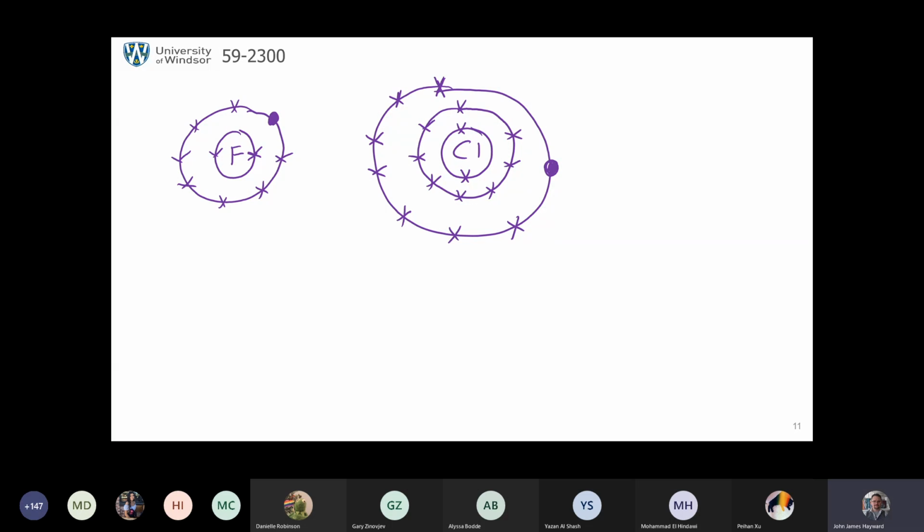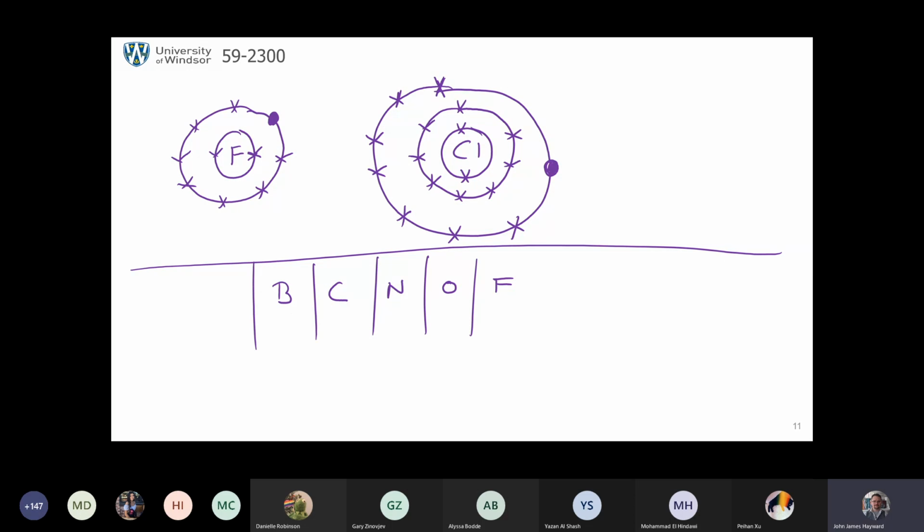So fluorine is the most electronegative atom. Chlorine has the same electronic configuration, but the electronegativity is lower. There are no nice linear trends in electronegativity, except for the second period elements. These are the only ones that I can ever remember, and that's because it's easy. If you're looking at boron, carbon, nitrogen, oxygen, and fluorine, boron is 2.0, carbon is 2.5, nitrogen is 3.0, oxygen is 3.5, fluorine is 4.0. And the other one, hydrogen, is 2.1.